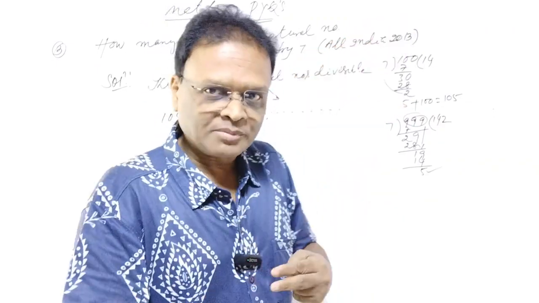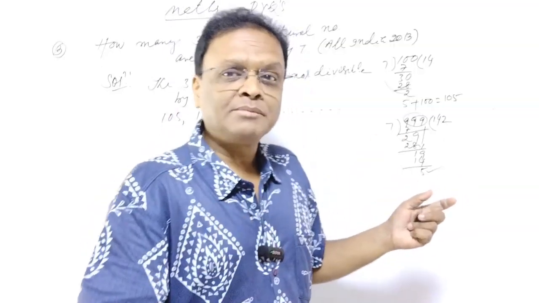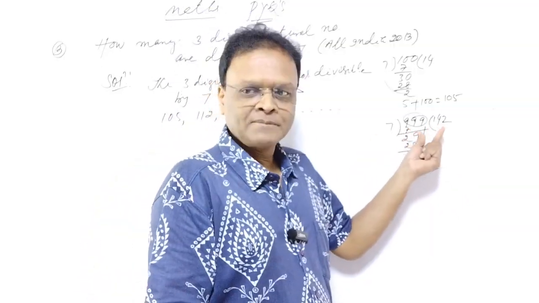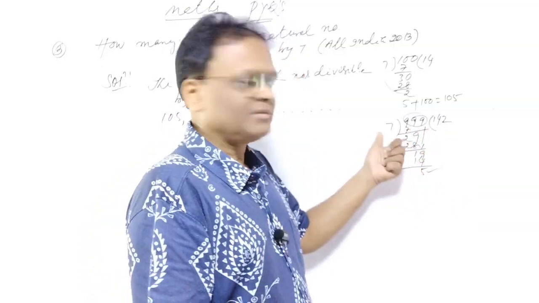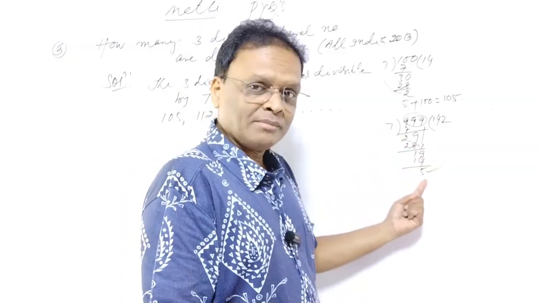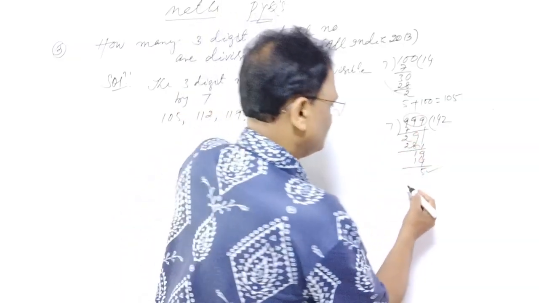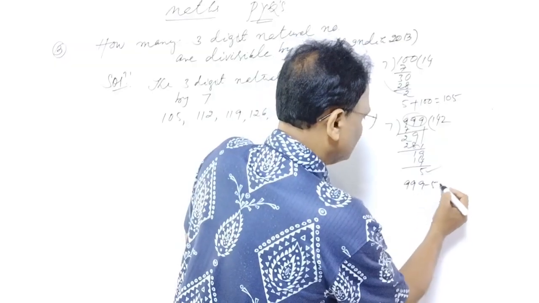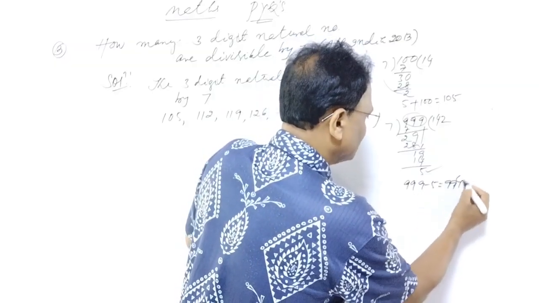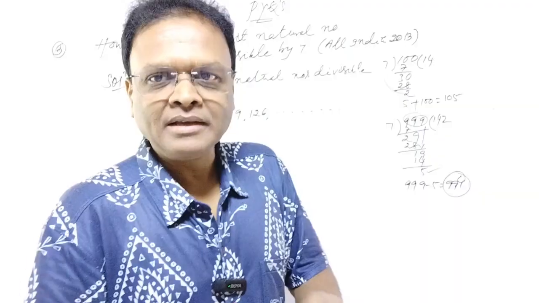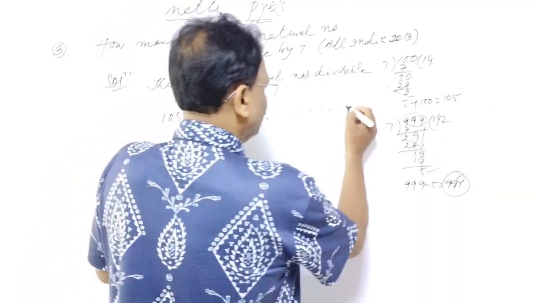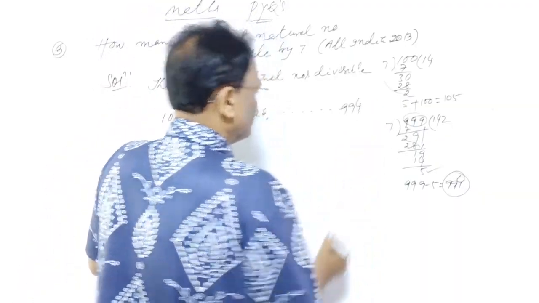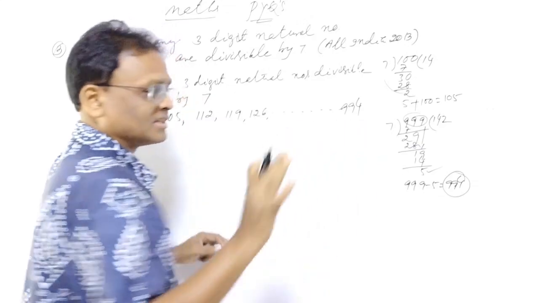But for getting the last number, what is the last 3 digit number? 999. This number I have to divide by 7. The remainder I am getting, just subtract these two. Which two? 999 minus 5. So this is my last 3 digit number which is divisible by 7: 994. Hope you are understanding these two.